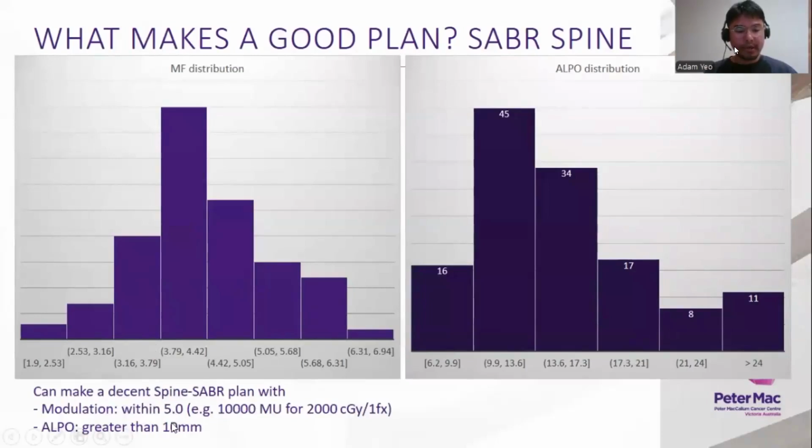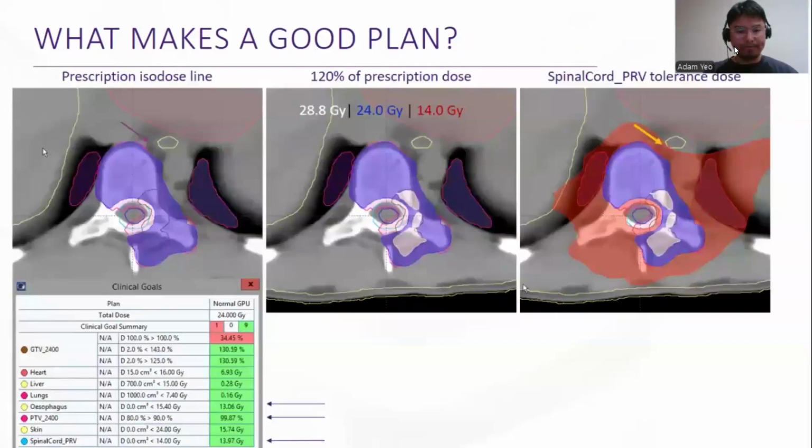This is our spine SABR in terms of the modulation factor distribution and average leaf pair opening. Based on our experience, modulation within 5, which means for our 20 gray single fraction spine, less than 10,000 MU, can achieve a decent plan, which will be associated with an average leaf pair opening, which is our average field size or aperture size, greater than 10 millimeters for the 2 to 4 arcs recipes I mentioned before.